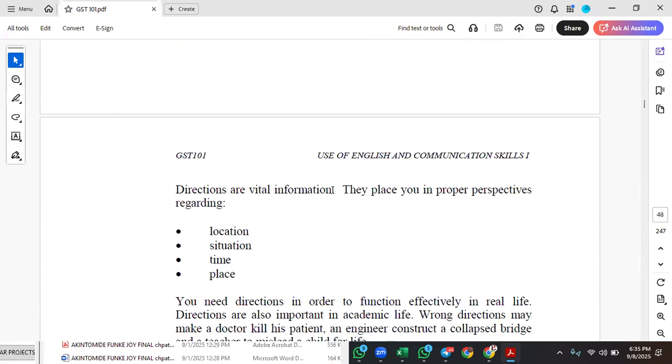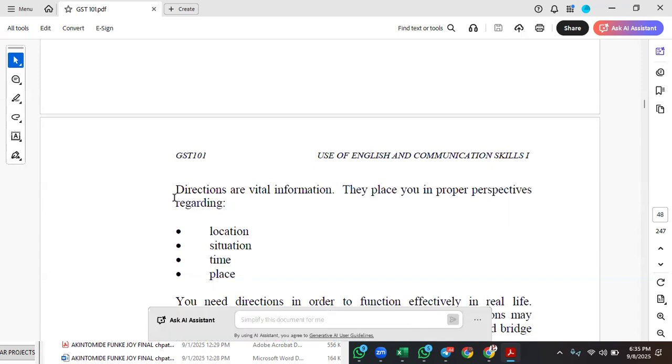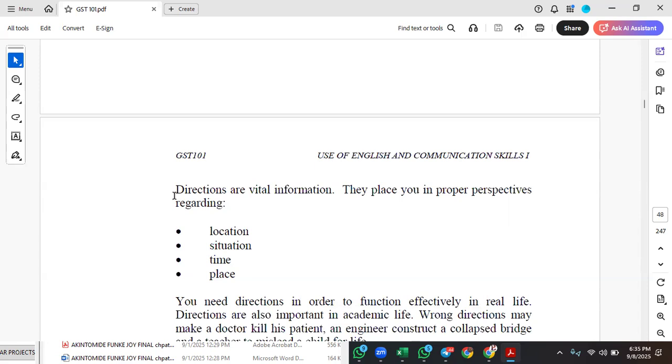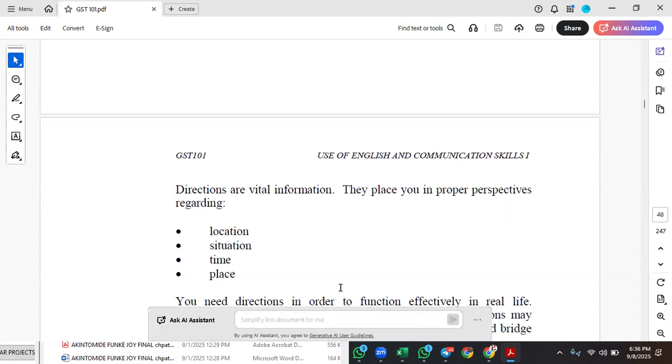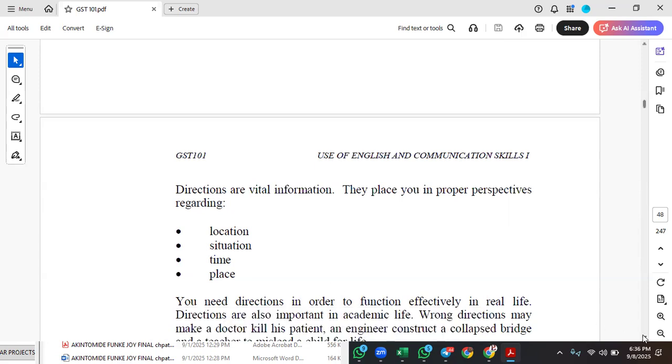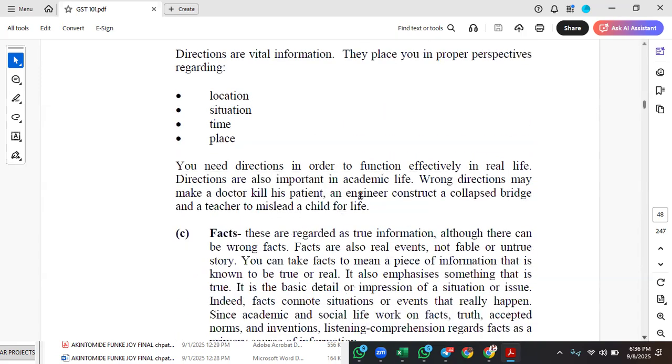Directions are vital information. They place you in proper perspectives regarding location, situation, time, and place. So when you are asked what part of information retrieval system places you in the right perspective of location, situation, time, and place, they are talking of direction. Directions. Now, you need directions in order to function effectively in real life. Directions are also important in academic life.